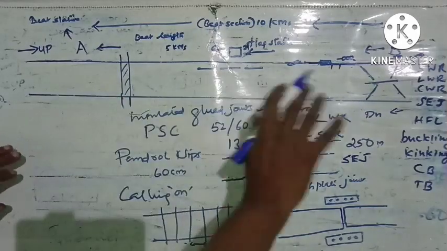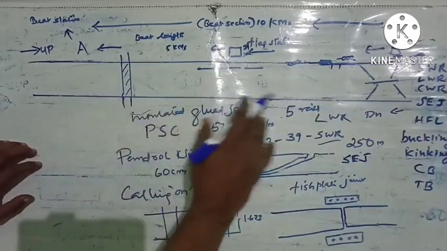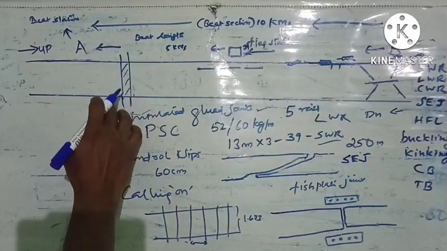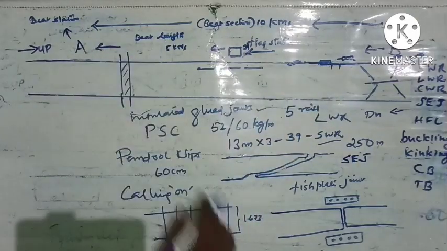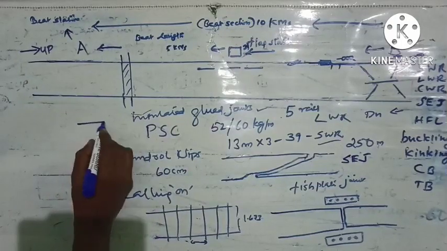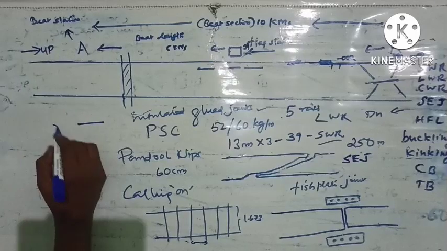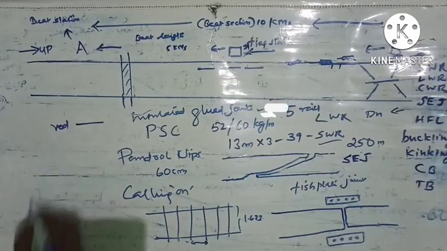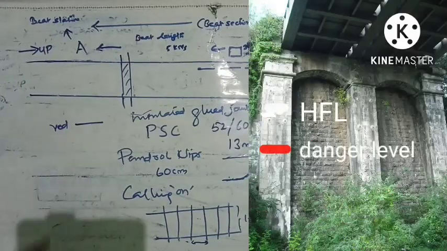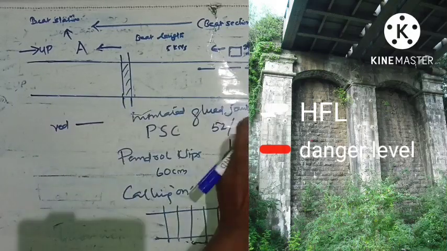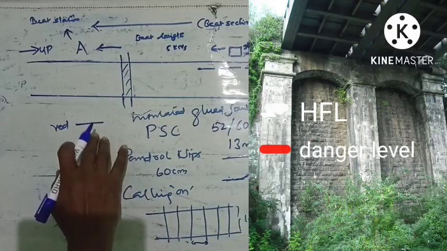While the track is laid down, there will be several bridges in between. Here it is a bridge between station A and B. On the bridge pillar, there will be a red mark painted, and that is called the danger level. That is, if the water rises above that mark, train running should be stopped. That is the danger level.